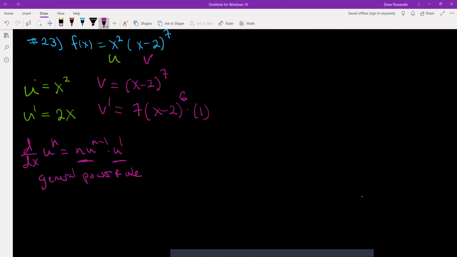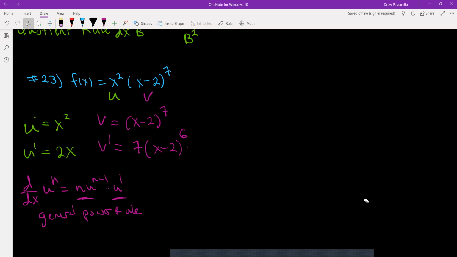So that's the u prime part, is what that is. So we know 1 times anything gives you the same quantity, so you can really just ignore the 1 and just leave it as 7 times x minus 2 to the 6th power. So that's what I'm going to do. I'm going to erase this 1 now. Okay, so now I just apply the product rule.